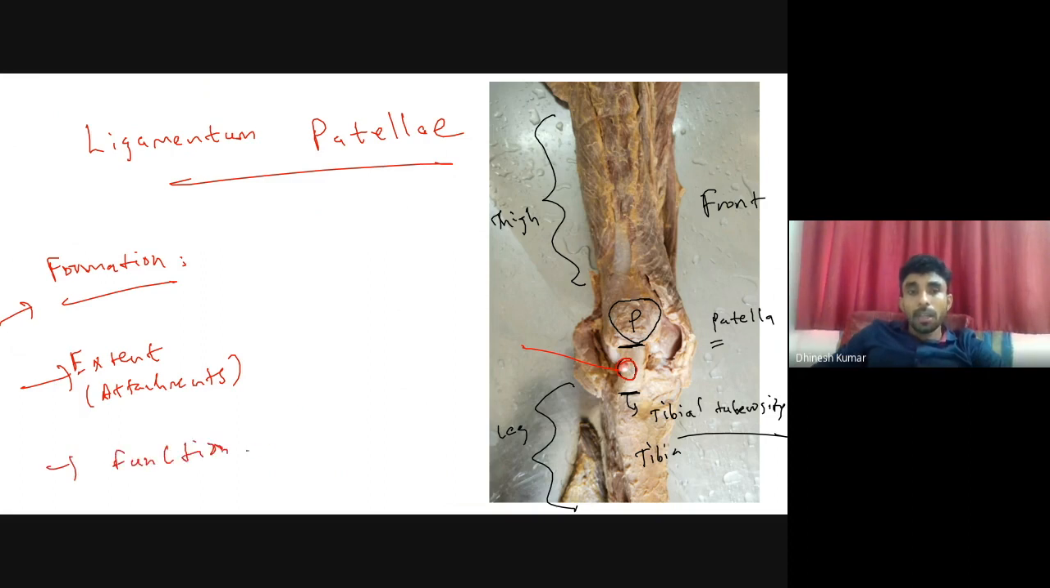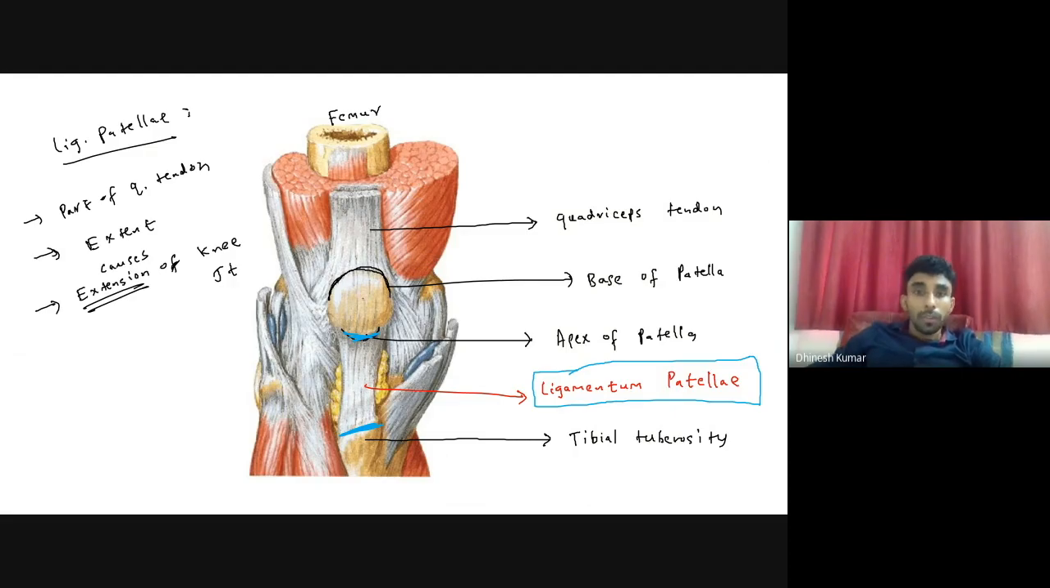I think you will be knowing. Just above the patella, you are seeing the quadriceps tendon. In this diagram, this is the patella bone. The quadriceps tendon, if you want to say specifically, the quadriceps femoris tendon, is getting inserted into the base of the patella.